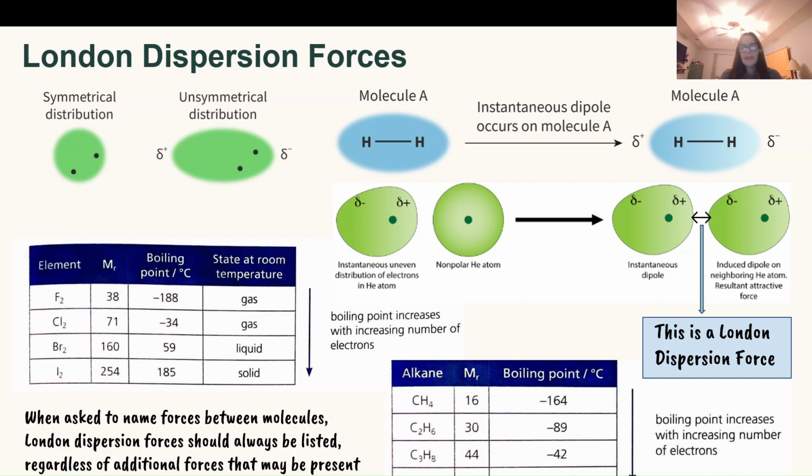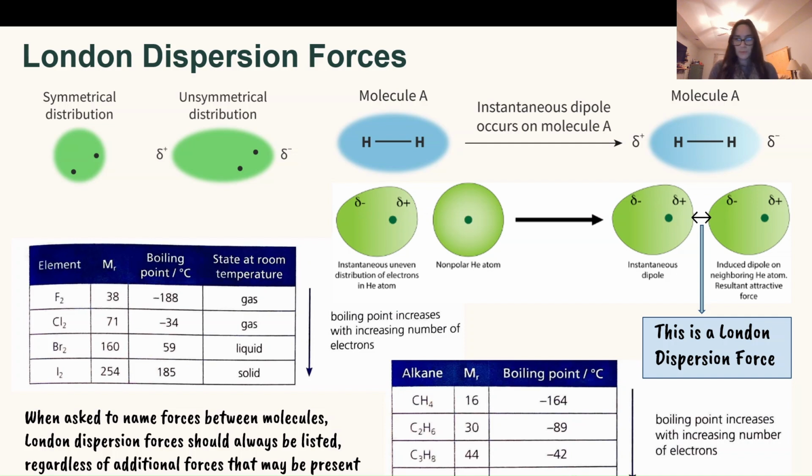If you're ever asked to name the forces that occur between compounds, London dispersion should always be listed, regardless if there are additional forces present. There can be a combination. Polar molecules will always have London dispersion present, even if they are polar. Okay, so I know that's confusing, but polar molecules have electrons moving around, right? Isn't there going to be a probability that randomly some electrons are going to be more on one side than another? Of course. So London dispersion exists in all molecules.